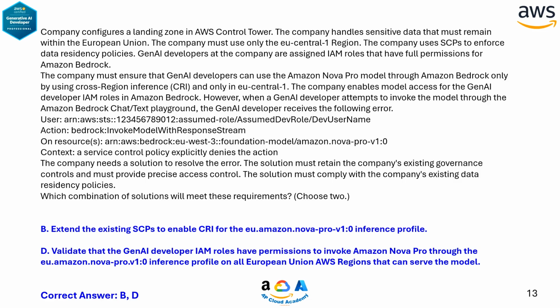Correct answer: B, D. B. Extend the existing SCPs to enable CRI for the eu.amazon.nova-pro-v1:0 inference profile. D. Validate that the GenAI developer IAM roles have permissions to invoke Amazon Nova Pro through the eu.amazon.nova-pro-v1:0 inference profile on all European Union AWS regions that can serve the model.